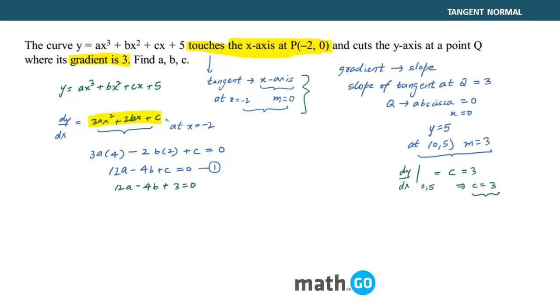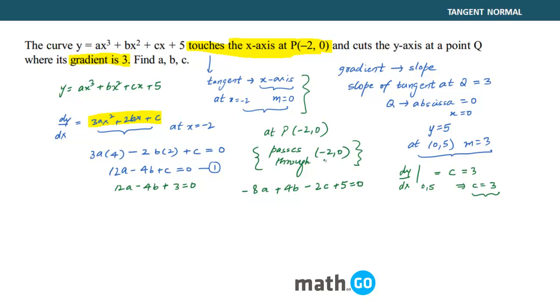I have still not used this particular condition over here. I have used that it has slope 0 at minus 2, but when I say it touches, now this is very important, it touches at P, so can you say that it passes through P also? Right, the curve passes through P, very very important. So (minus 2, 0) will also satisfy the equation of the curve. Yes, it will satisfy. So if you just put this value over here, you get this expression after putting (minus 2, 0) in this particular curve. We can still simplify this. So this becomes minus 8a plus 4b. We know that c is nothing but 3, so this will become minus 1. So it will become 8a minus 4b plus 1 equal to 0.